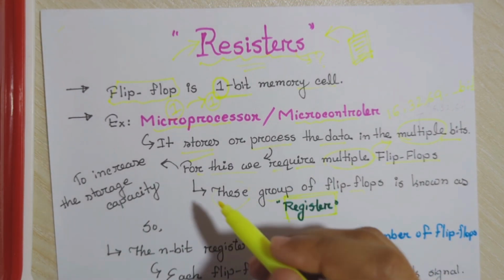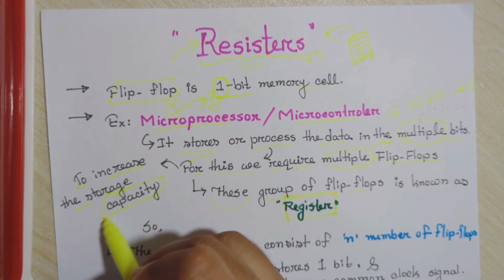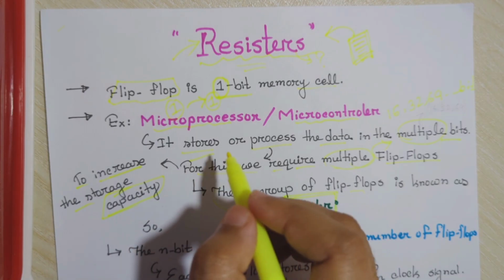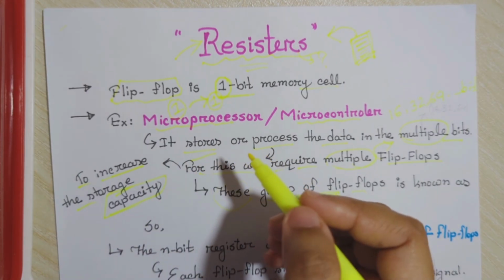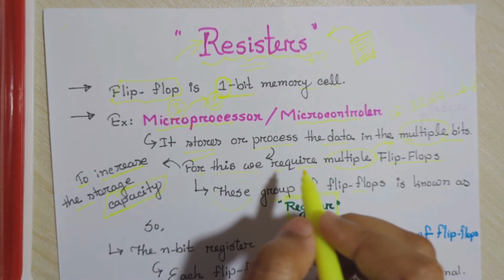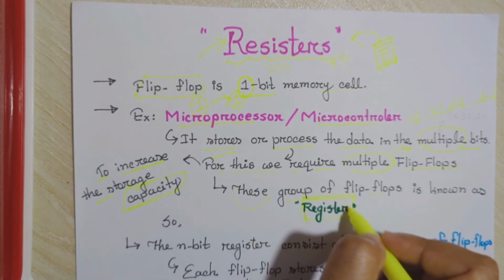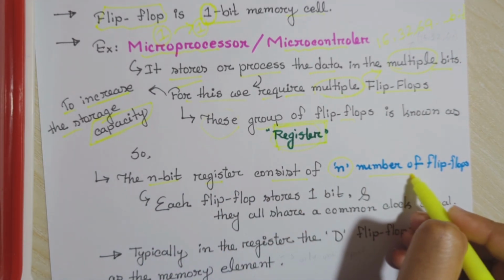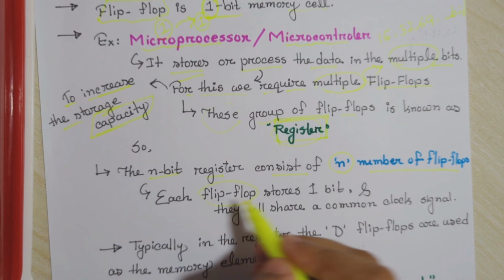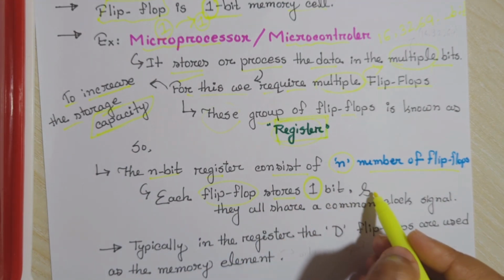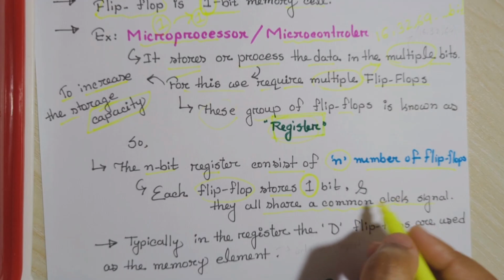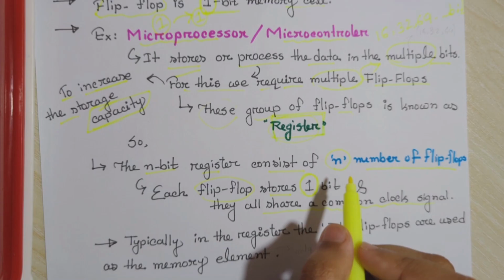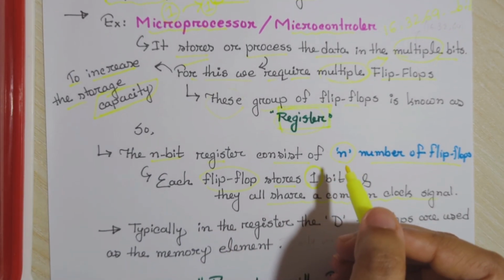It increases the storage capacity. In some cases we have to increase the storage capacity, then we need multiple flip-flops to store multiple binary information, and this group of multiple flip-flops is known as a register. So an n-bit register consists of n flip-flops, and each flip-flop stores only one single bit. They all share a common clock pulse, meaning for all these multiple flip-flops there is only one single clock pulse which is passed to every flip-flop at a time.